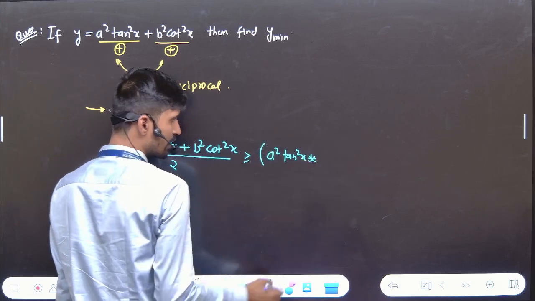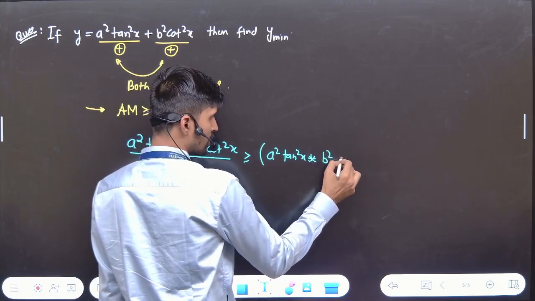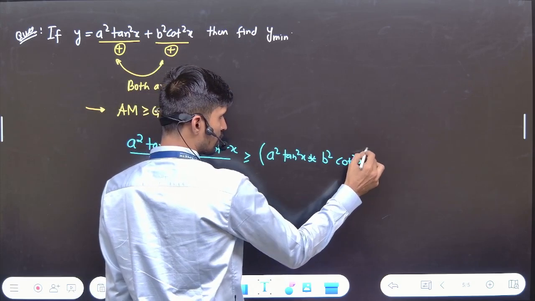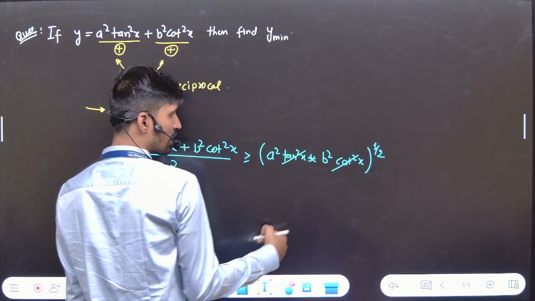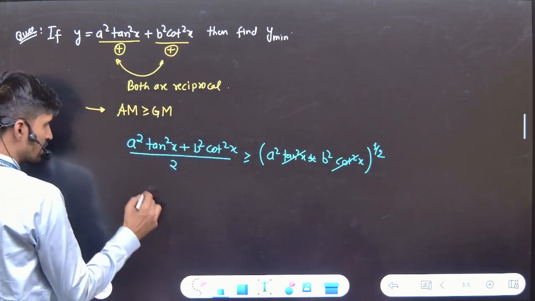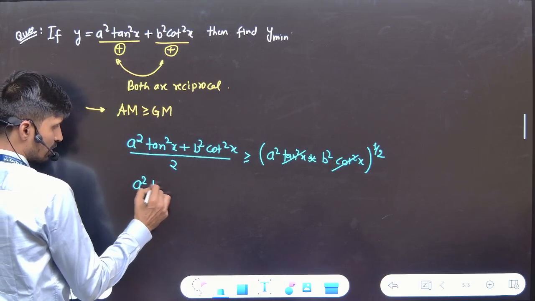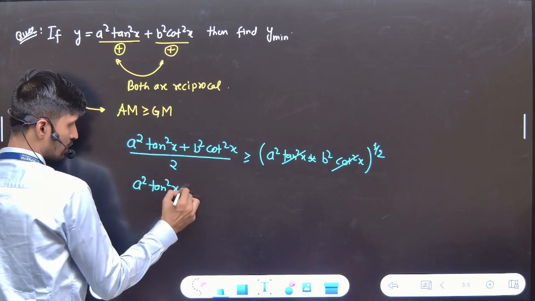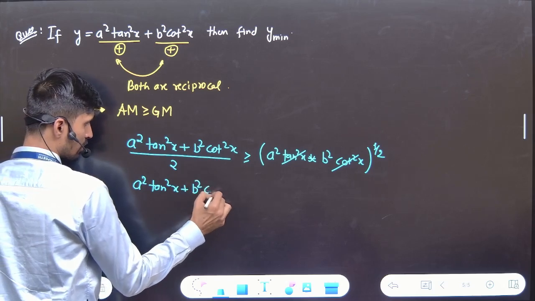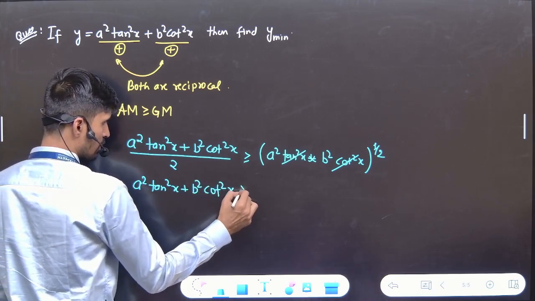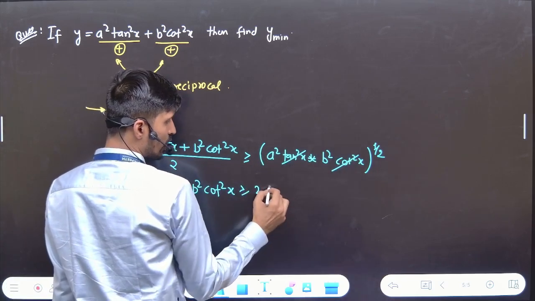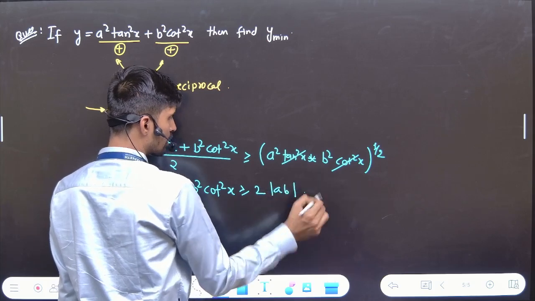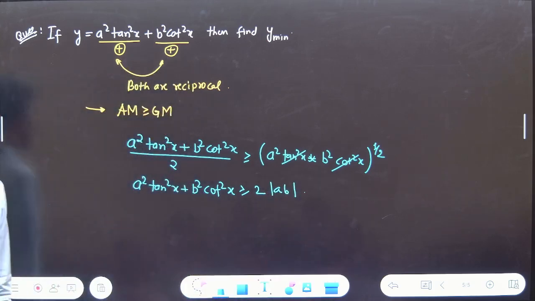Their multiplication will come. Don't write plus. Tan square and cot square are reciprocal of each other. It will get cancelled. A square, b square, a square root mod ab. Minimum value will be 2 mod ab.